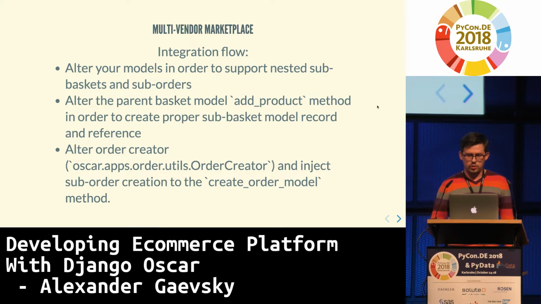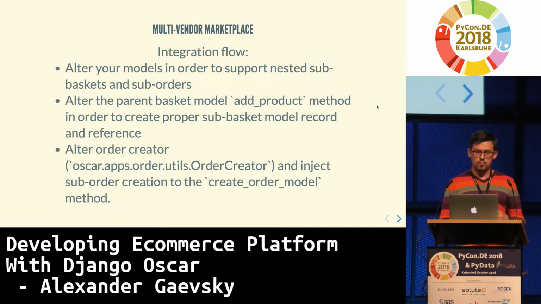Firstly, you will need to alter your models and implement nested models for the basket and for the order. That will mean that a sub-basket is a separate basket with all products supplied by this particular supplier, only this one. And so each sub-basket will be supplied by some unique partner. The same applies to the orders. An order will have nested orders, and every sub-order will be a mirror of the sub-basket.